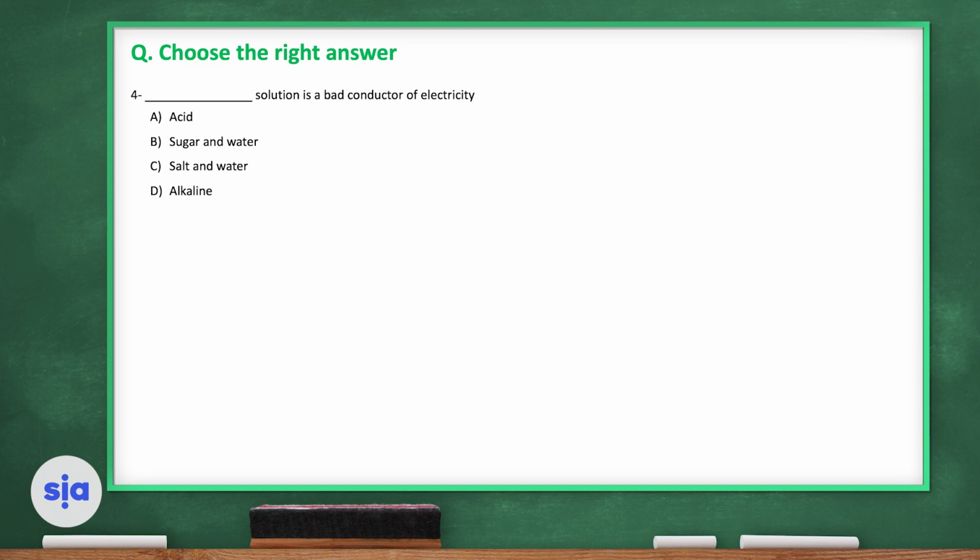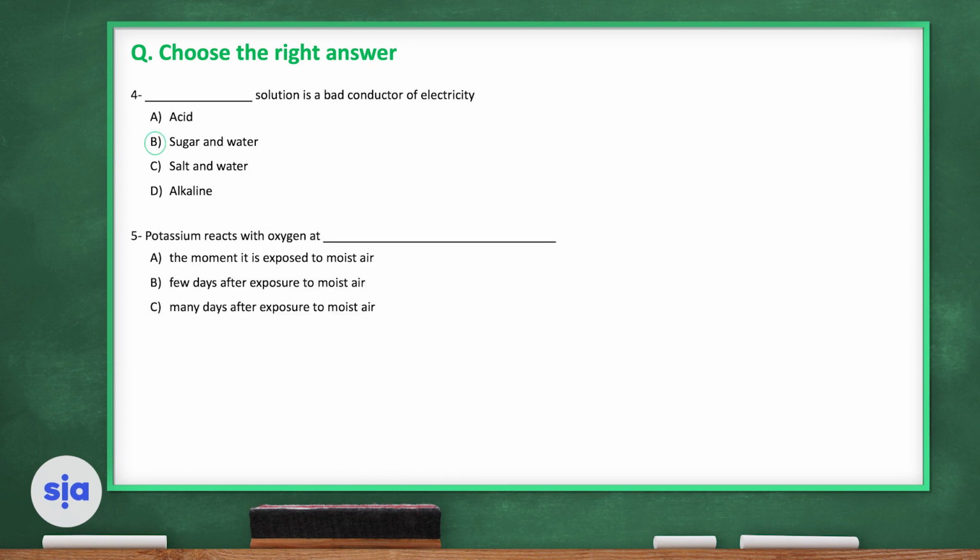Which solution is a bad conductor of electricity? Acid, sugar and water, salt and water, alkaline solutions. Sugar and water. Potassium reacts with oxygen at the moment it is exposed to moist air, few days after exposure, or many days after exposure. The moment it is exposed to moist air. If you remember, potassium and sodium are highly reactive metals.